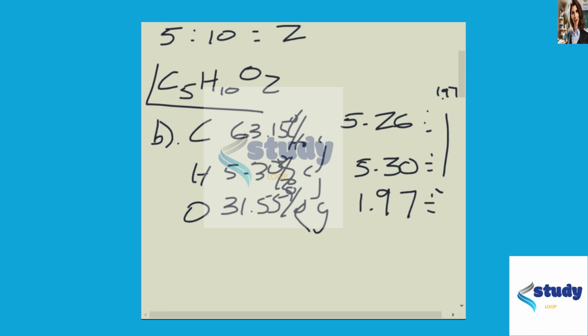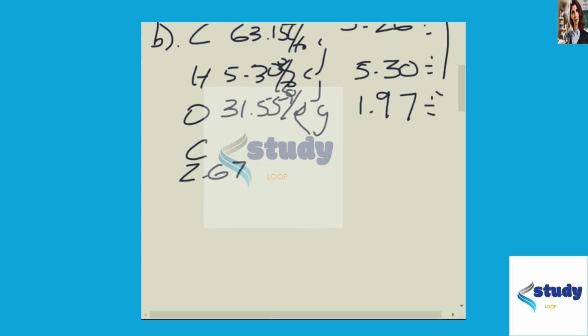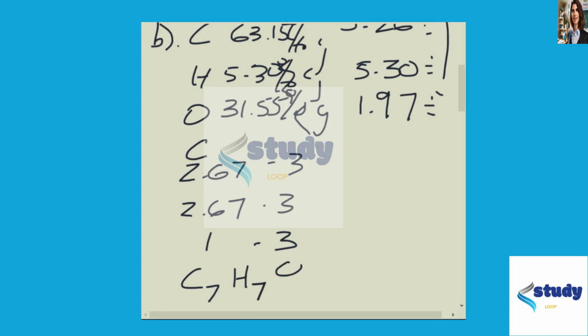And as a result, we find that carbon and hydrogen are about 2.67. So if 2.67 is multiplied by 3, that would yield a whole number. So we would multiply everything by 3. And we find that our ratio is C7H7O3. And this gives our final answer.